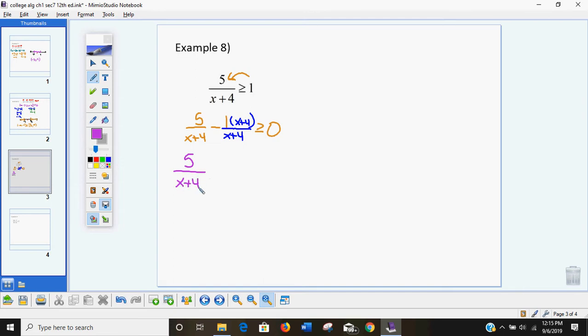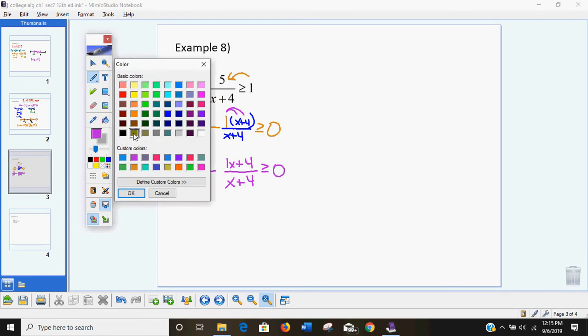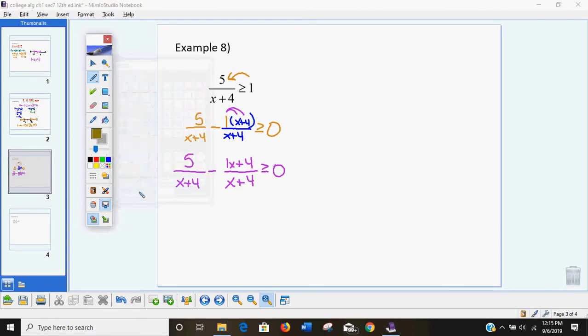Okay, and then I'm going to distribute here. Bring down your minus. 1 times x is 1x. 1 times 4 is 4. And that's all over x plus 4. Bring down your greater than or equal to 0. I just distributed that 1 on top. Now I need to distribute the negative. You could have done that in the same step. I just didn't want to confuse anybody.